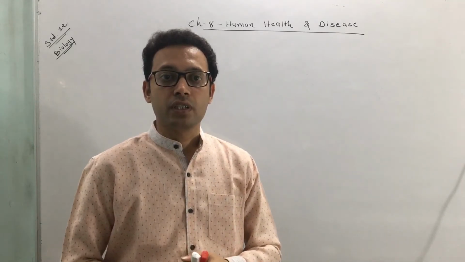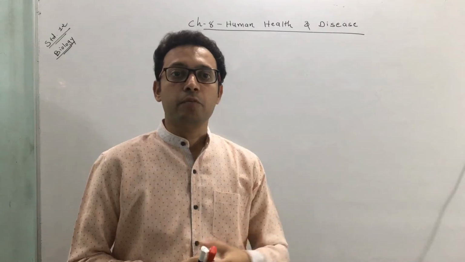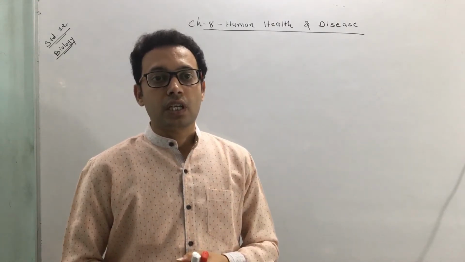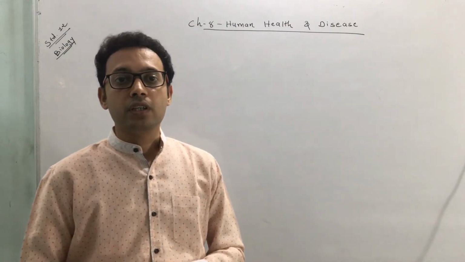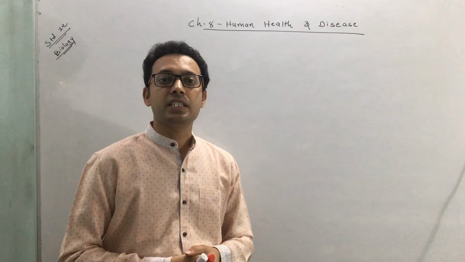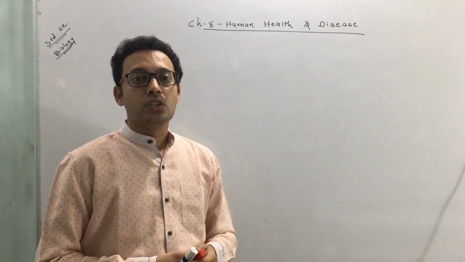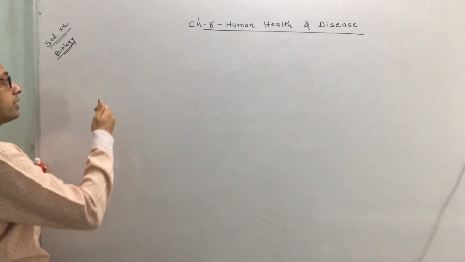That is immunity. We have also discussed the two types of immunity. One is innate immunity and the second one is acquired immunity. We have also discussed how acquired immunity develops and what is the role of antibody and the role of B lymphocytes and T lymphocytes in development of immunity. So now we go ahead with the topic of immunity.